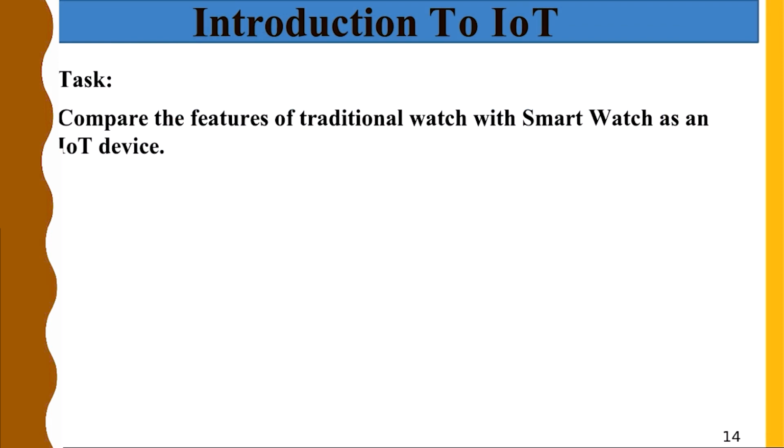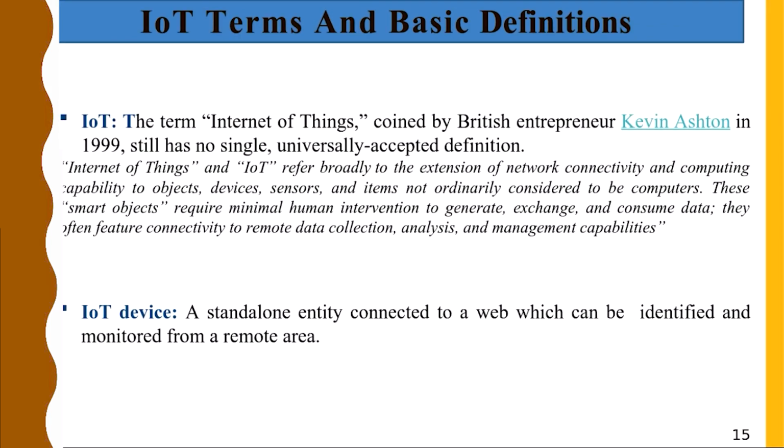So we know nowadays we have smart watches that we can call an IoT device. They're connected to the network. They do different things. So now we are going to start with what Internet of Things is. It is a term that was coined by the entrepreneur Kevin Ashton. He gave this name to the IoT, that is Internet of Things. There is no standard definition, but this is a definition that I found most suitable.